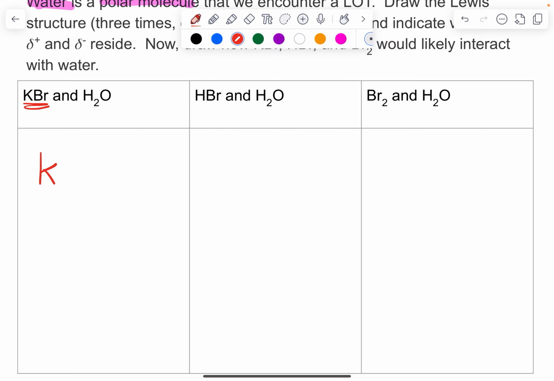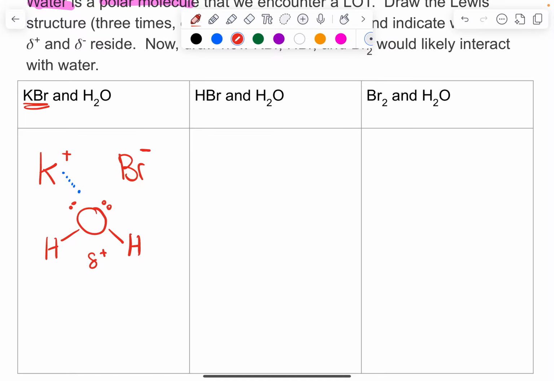Now, if I have KBr and it's a positive and a negative, okay, and then I bring water in here, which has a negative side, which thing is going to be attracted to that negative side? Well, positive and negative attract. So the potassium is going to be attracted to the negative side. Water also has its positive side.